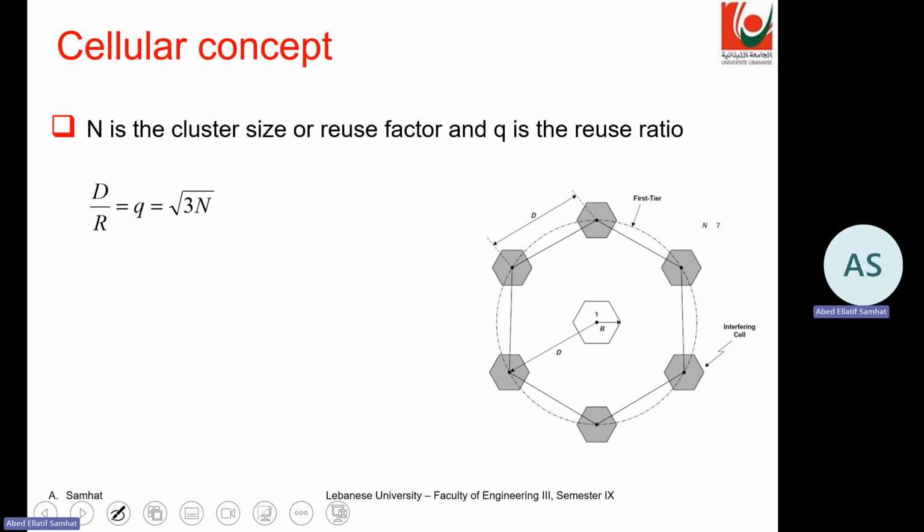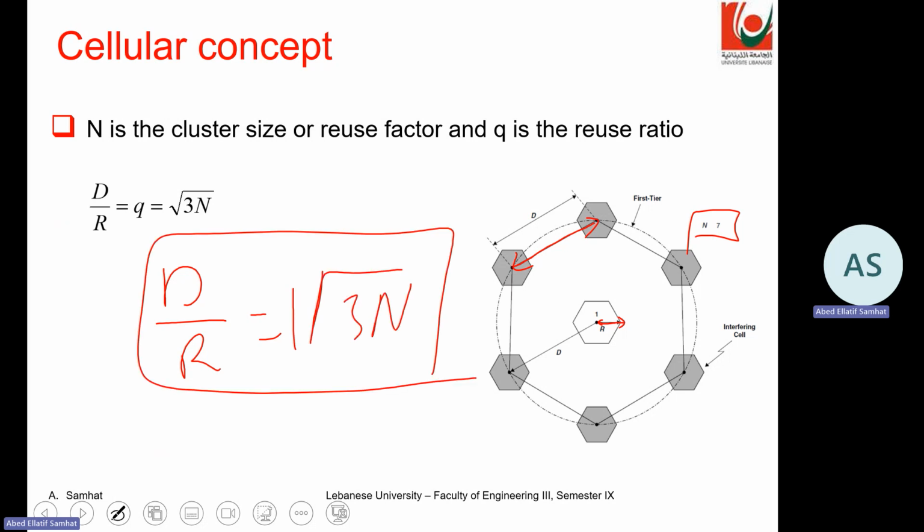So the idea here is that if I have this cluster, we can also find, based on the geometry formulation, a relation between the cluster size and the distance. So this is the distance between the two cells working on the same frequencies, and this is the radius of the cell, and we have N, which is the cluster size. We make a geometry calculation, and we found that the relation is D over R equals radical 3N.